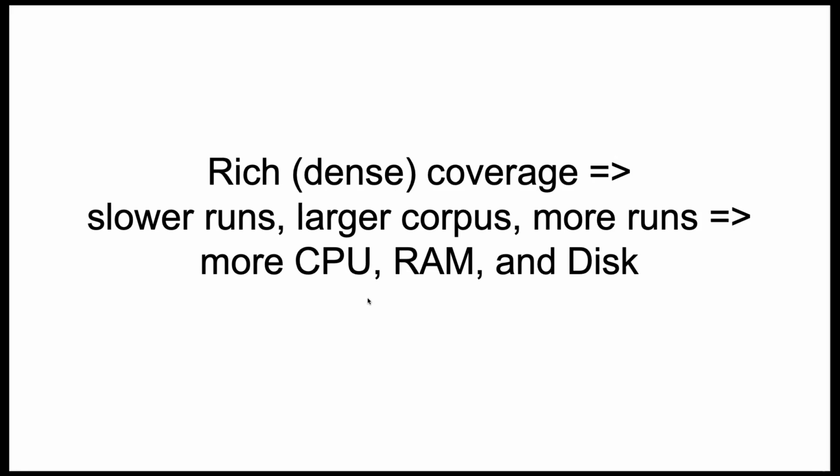And then if you have a big corpus, in order to get any benefit from this corpus, you have to keep mutating every element of that corpus. Since it is bigger, you have more runs. And this snowballs quadratically, exponentially, however you like. And of course, the result is more CPU, more RAM, more disk. I don't know, do we care about any other metrics? But these 3 are expensive enough.